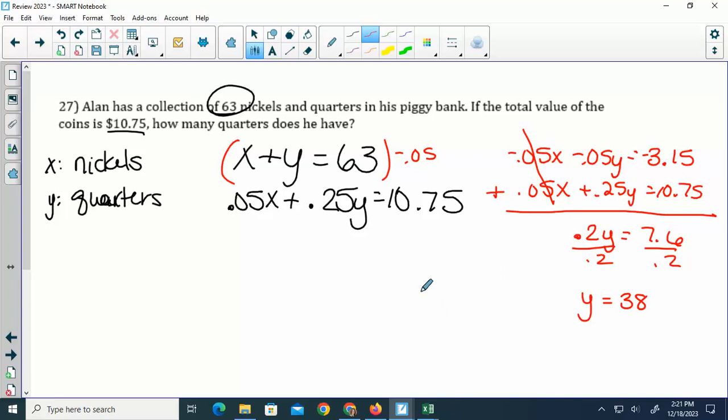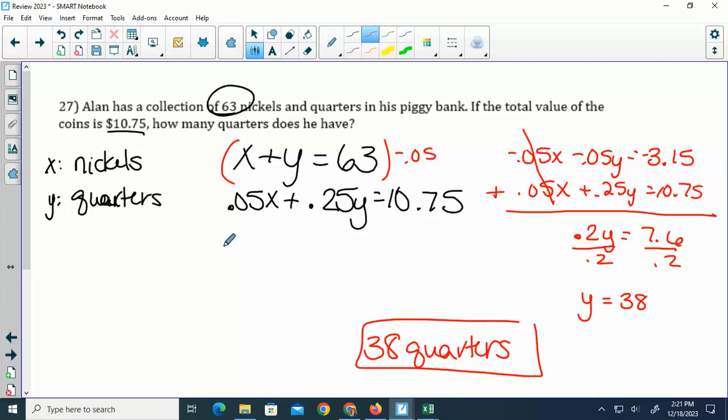Do I actually have to find x to answer the question here? No, my question was how many quarters, and y is the number of quarters. So technically, that's all I needed. But I could have very well asked for nickels or both. So if you need to get those, you just plug it in. So your x would have been 25. So we have 25 nickels and 38 quarters here. Is that one okay?